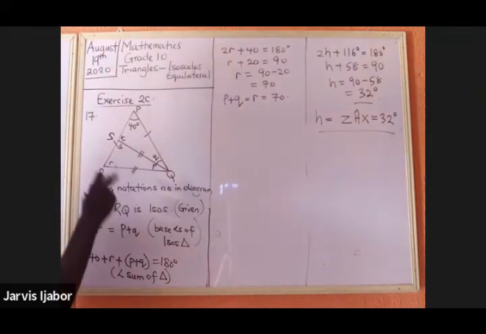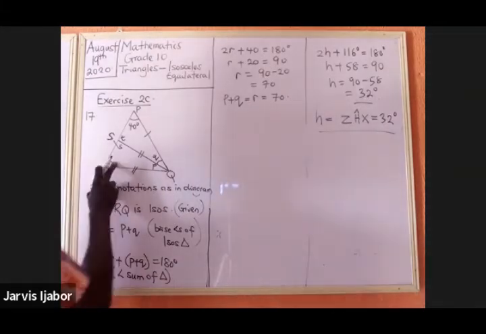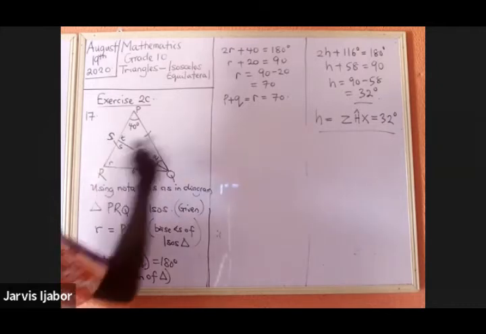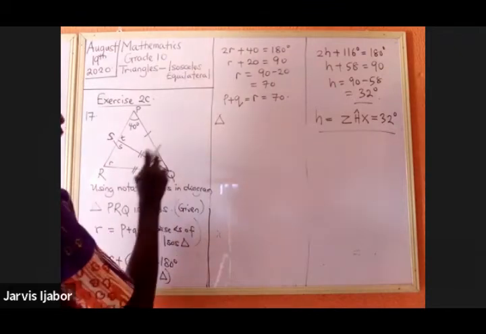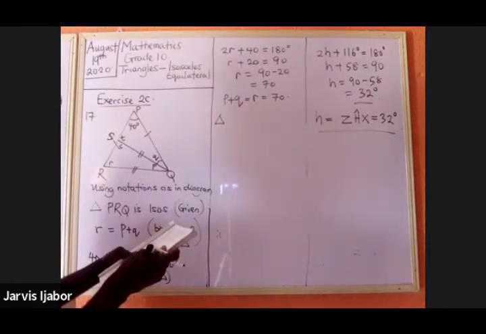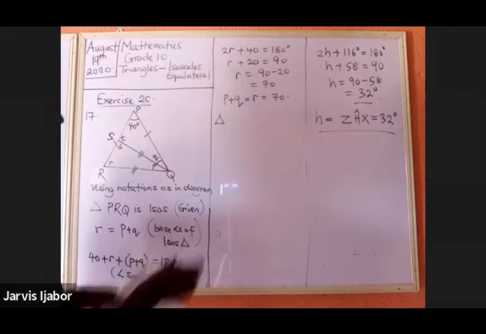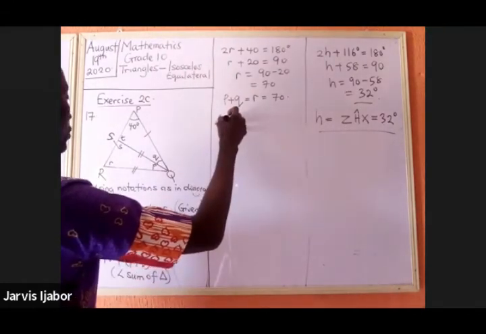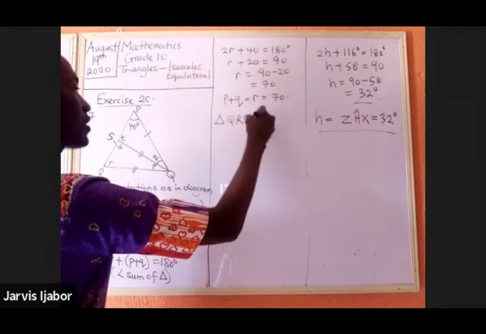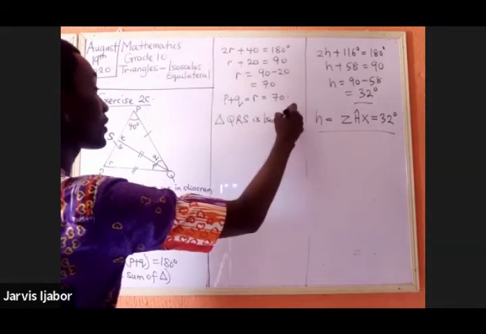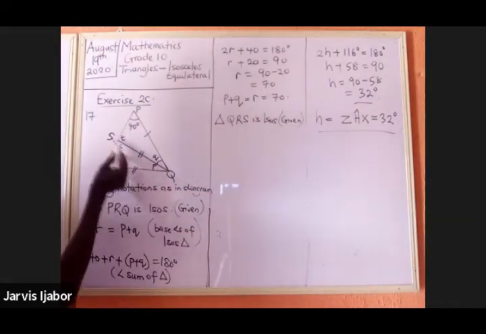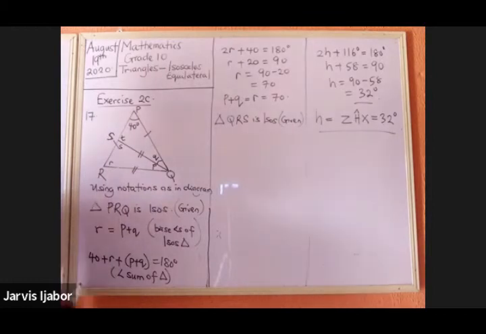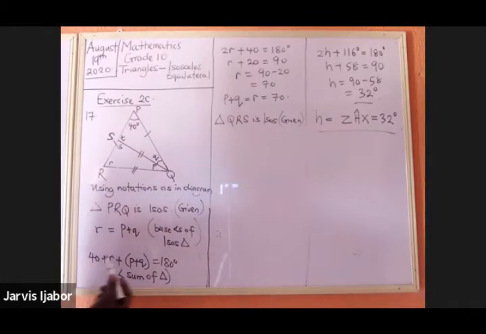We've gotten R. So take note, look at this triangle now, because remember what we are looking for is angle PQS. Now take note that triangle QRS is also isosceles. And what's the reason for that? It is given. We are told. And how do we know that? From the diagram, this side is equal to this side. So it's given that it is an isosceles triangle.